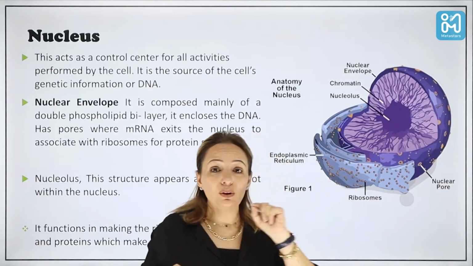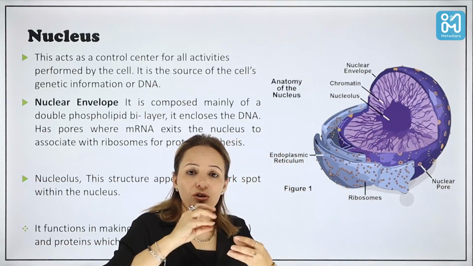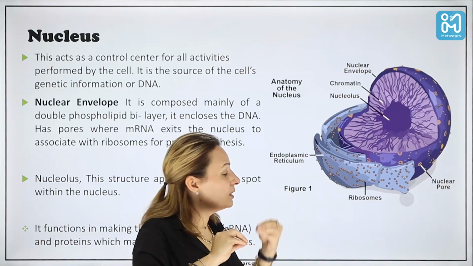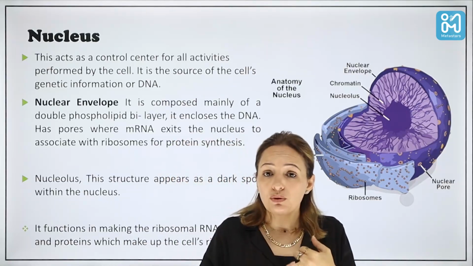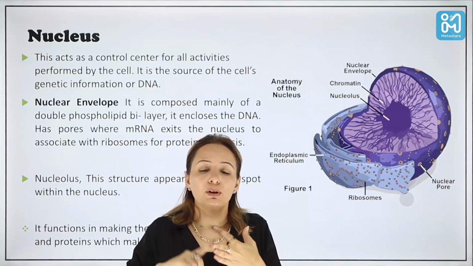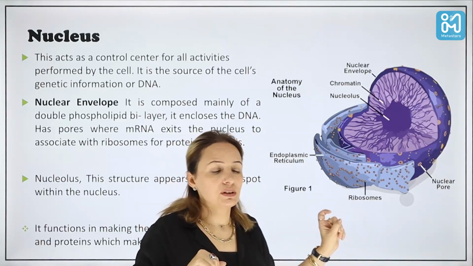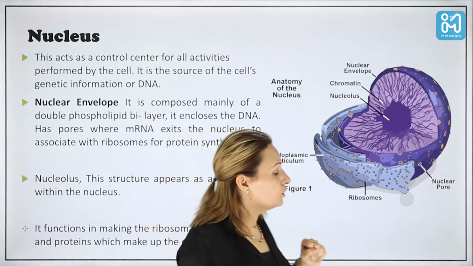Looking at the nucleolus, it is a smaller thing inside the nucleus, which is also a dense part of the nucleus that contains DNA, proteins, and also RNA. The RNA is very important here because it is responsible for the production of the ribosomes. So this is the function of the nucleolus.